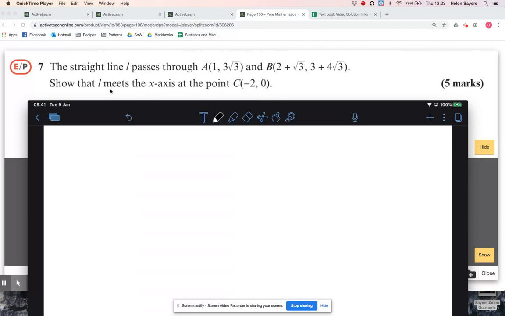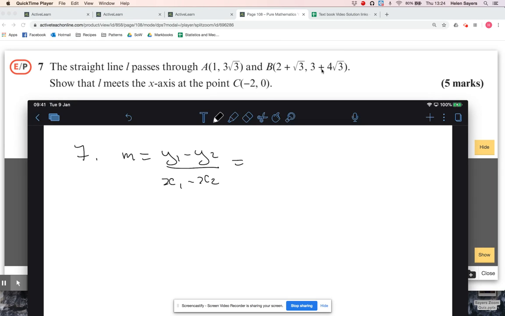And then show that the line meets the x-axis at -2, 0. Okay, so first things first, let's get the equation of line L. So I need the gradient. So that's going to be change in y over change in x. So I think there's going to be some simplifying surds involved here. So which way around? I'm going to do B take away A.